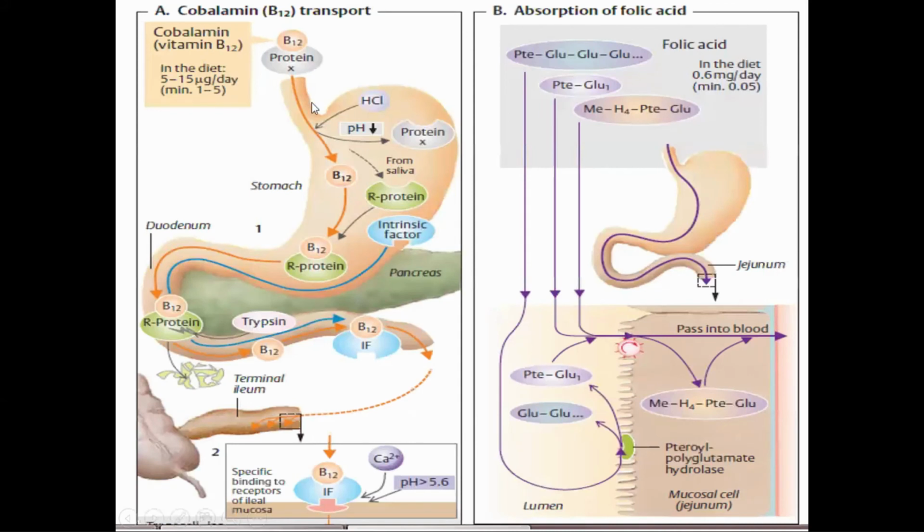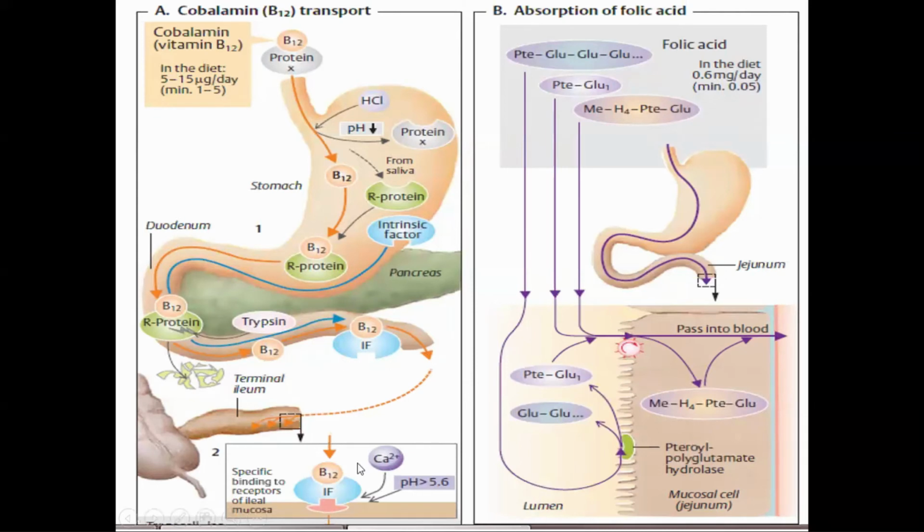Now look at this. We are consuming vitamin B12 in the diet, and this is the intrinsic factor. The intrinsic factor and vitamin B12 combine, and when the complex reaches the small intestine, there is a receptor for the intrinsic factor there. So it gets easily absorbed into the small intestine.